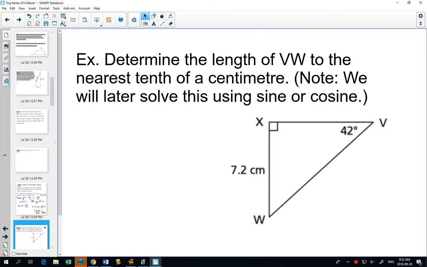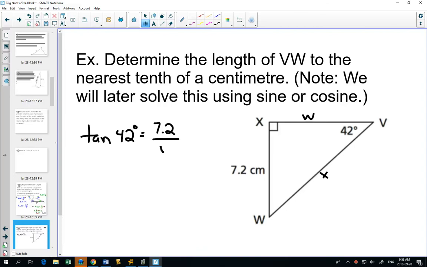Determine the length of VW. I know I showed you sine and cosine already. That'll be little x. There's going to be a better way to do this, but right now we're going to pretend we have only heard of tangent. So the definition of tangent, if I write tan of 42 degrees, it's my opposite side, which is 7.2 centimeters, divided by my adjacent side, which I don't know, which is w.